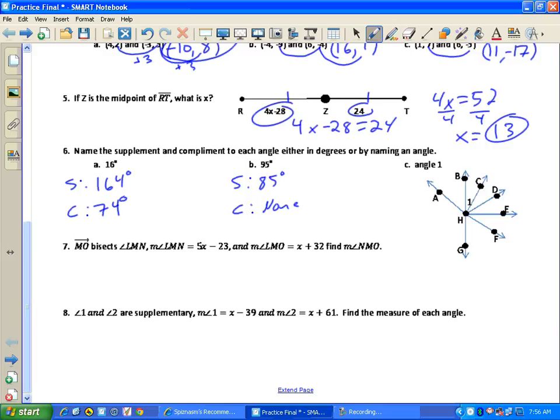Angle 1, which is this one. If I want the supplement, I need to know which angle is going to take me the rest of the 180 degrees. So I've got this much of it. I need this much more to get the full 180 degree angle, okay, to make this straight line. So that would be angle CHG.